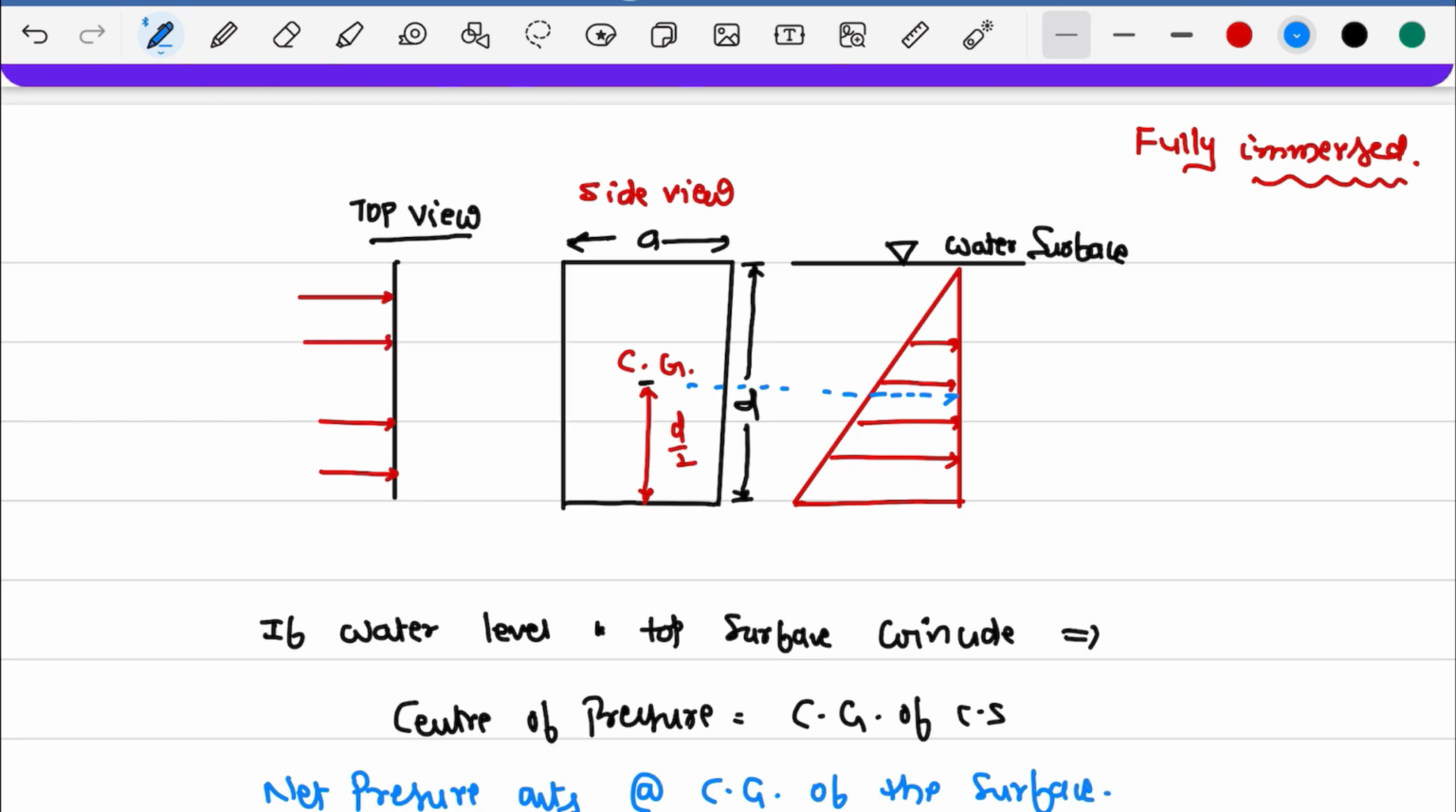Because the center of pressure and center of gravity are the same. Now, what will be the net pressure? Pressure net is equal to rho g h. This h is the water height, to be taken from the top surface of the water to the center of gravity. That is d/2. So h is d/2, and the pressure is rho g into d/2.